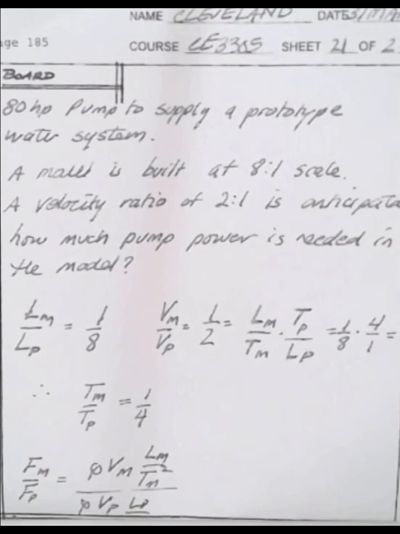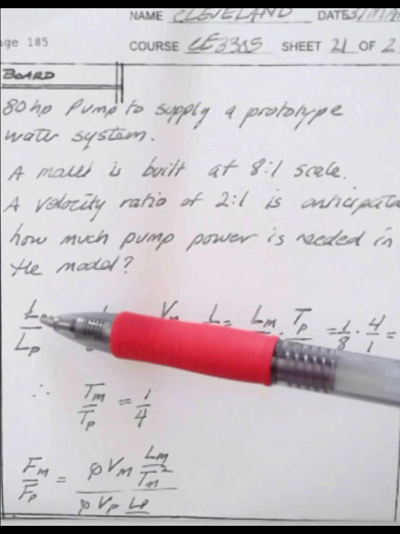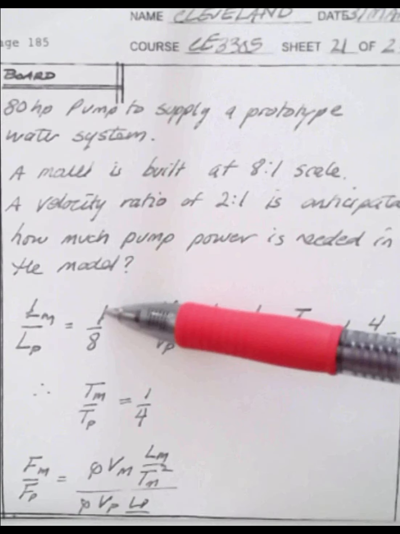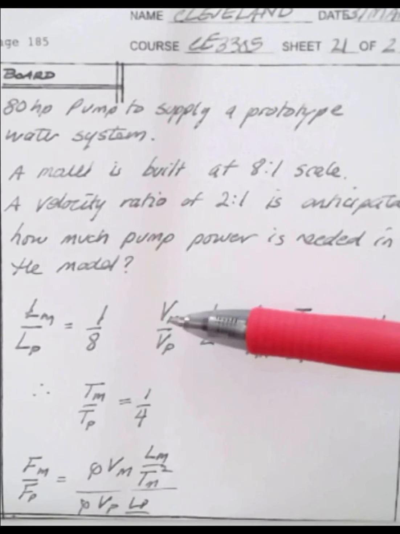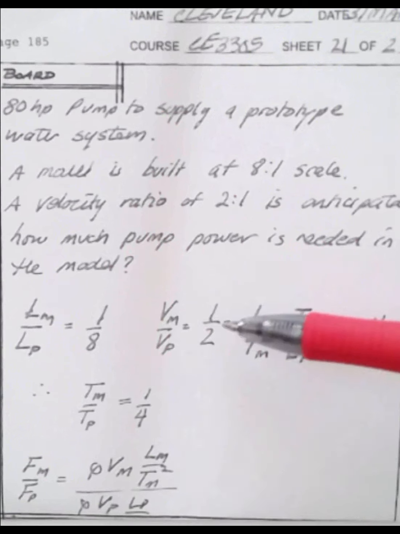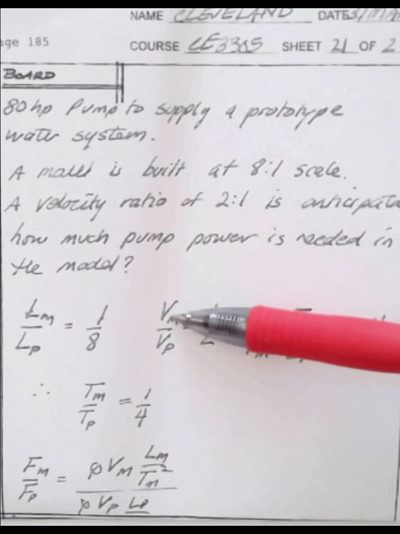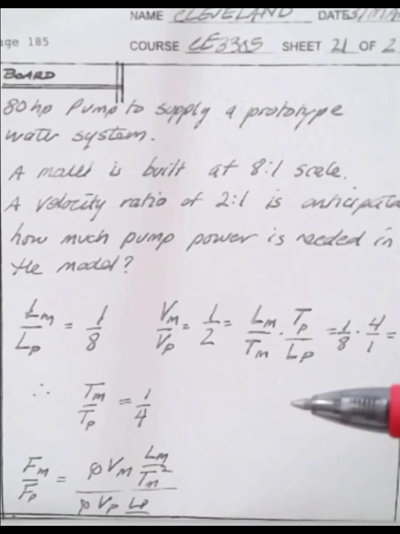Let's suppose we have an 80 horsepower pump and want to supply a prototype water system. The model's built at 8-to-1 scale. A velocity ratio of 2-to-1 is anticipated. How much pump power is needed in the model? So our geometric ratio, model to prototype, is 1 to 8. Our desired velocity ratio, model to prototype, is 1 to 2.